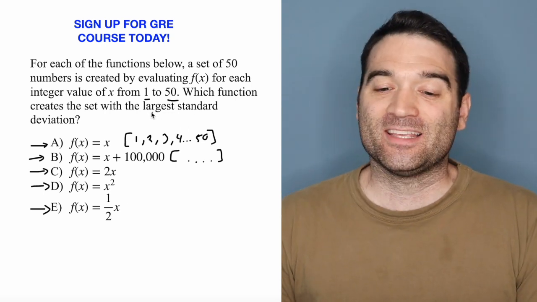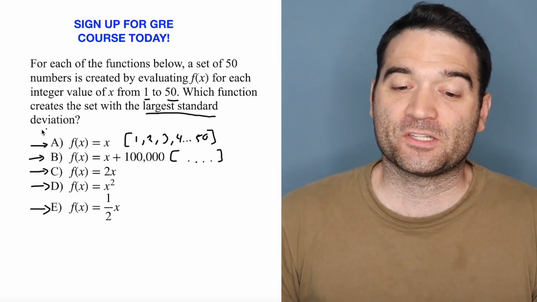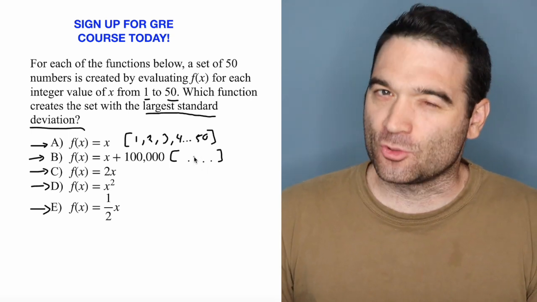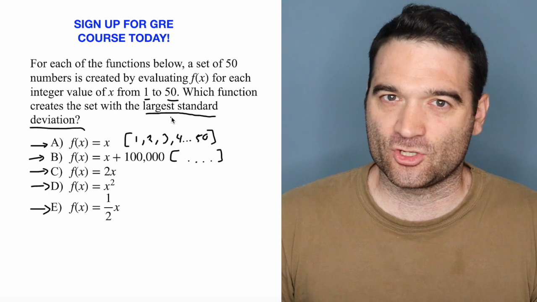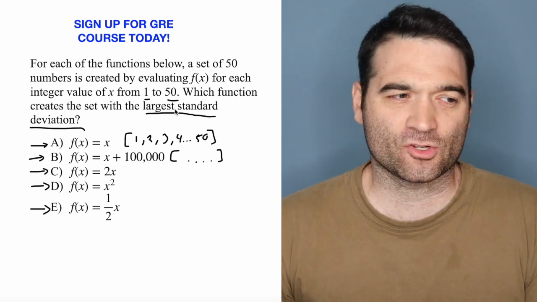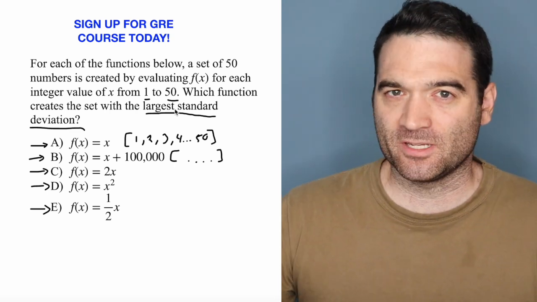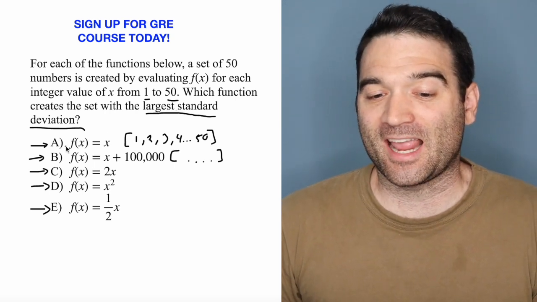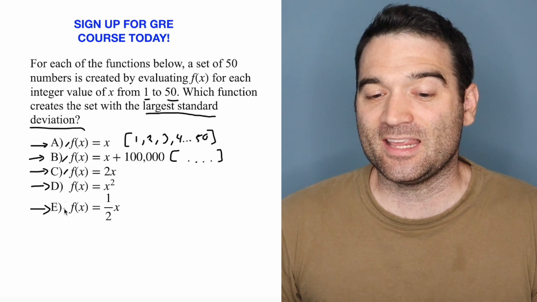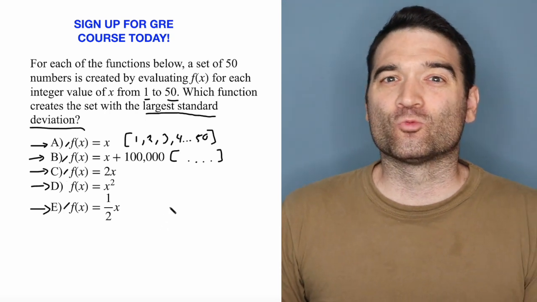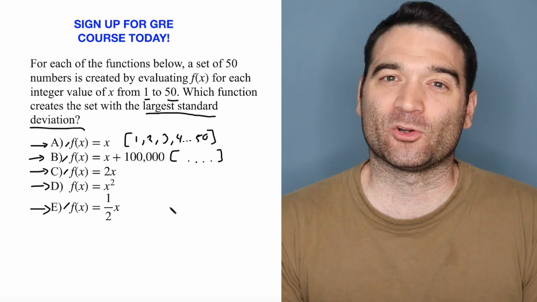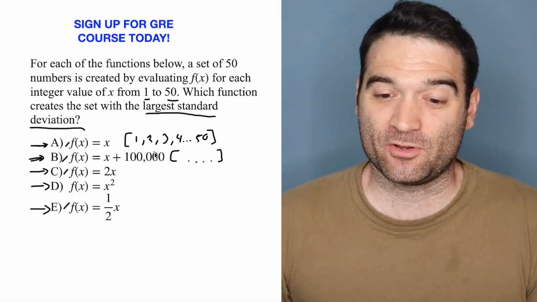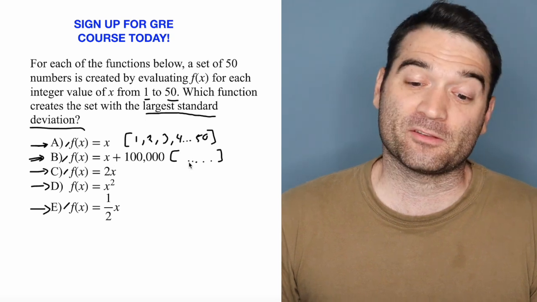because what it's asking about is the size of the standard deviation of each set. Now, if you're not familiar with the concept of standard deviation, you should probably review that a little bit, but here it is in a nutshell. Standard deviation describes basically how spread out a set of numbers is. So if we look at sets A, B, C, and E, they're all relatively similar in how spread out they are, right? In fact, A and B have the exact same standard deviation because this is just a shift of 100,000 for each one of them.